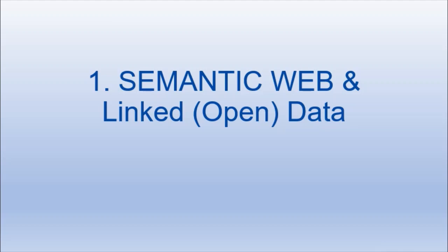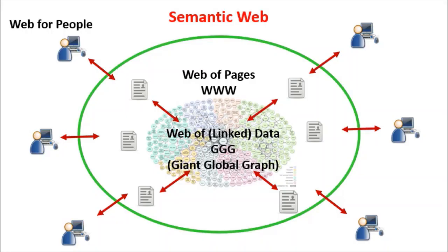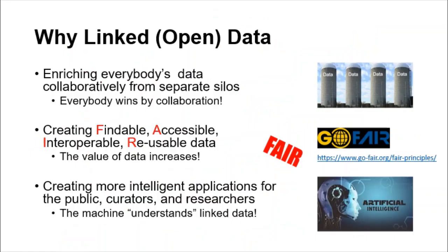Semantic web and linked open data. The semantic web is based on a web of linked data, sometimes called the giant global graph. Based on the data, the web of pages, the pages that we humans see and use, can be created. We chose to use linked open data as the technical basis for our work.